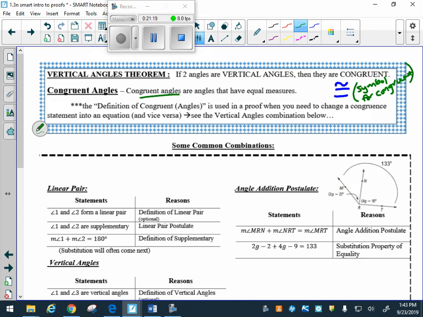All right, so by definition of congruent, this is a reason that we use in our proofs when we're turning things that are congruent into saying they're equal, or vice versa. Two things are equal, we can say they're congruent. Two things are congruent, we can say they're equal. Both by the definition of congruent.